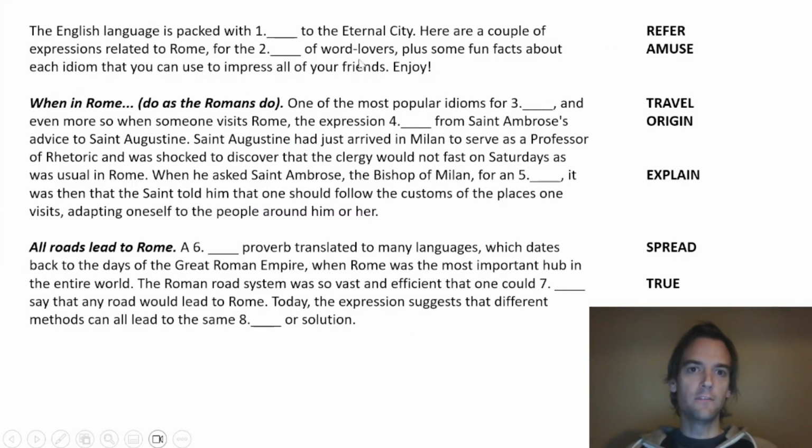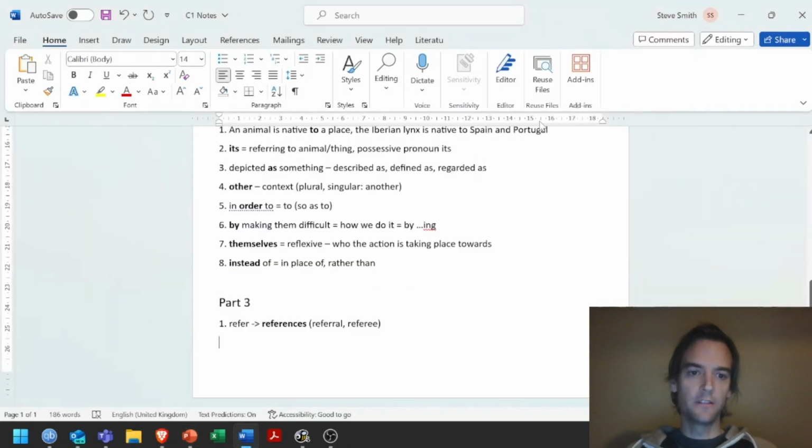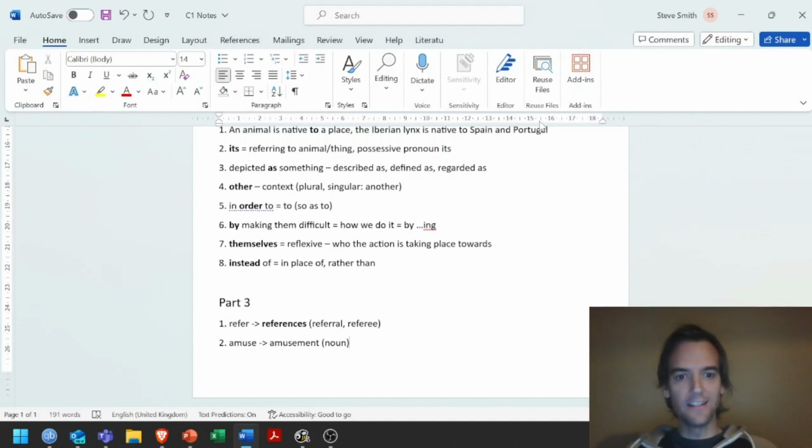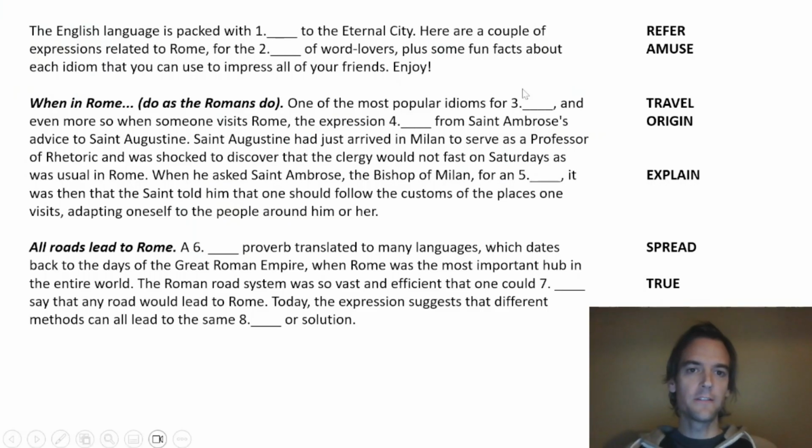For the word lovers, well, amuse, this one's fairly easy, isn't it? What is the noun of amuse? It is, of course, amusement. This is the noun. I mean, this is the other useful thing we can do in part 3. We can think about the word type that we need. For the something, it's going to be the amusement.